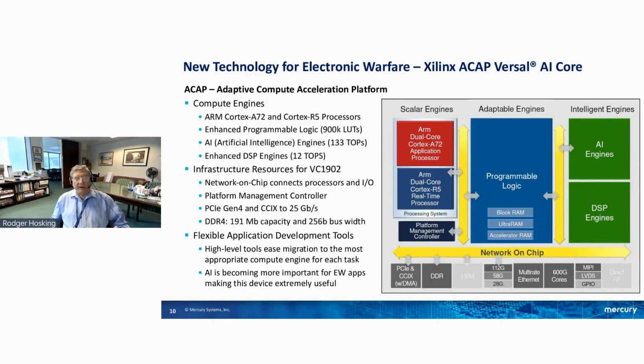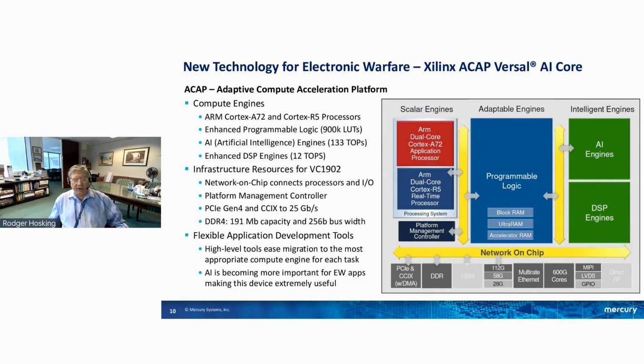And it has a wealth of different types of processors. Over on the left top, you'll see the ARM dual-core Cortex-A72 and the Cortex-R5 processors. In the center, you'll see the UltraScale Plus programmable logic with RAM resources. Over on the right, you'll see AI engines and DSP engines.